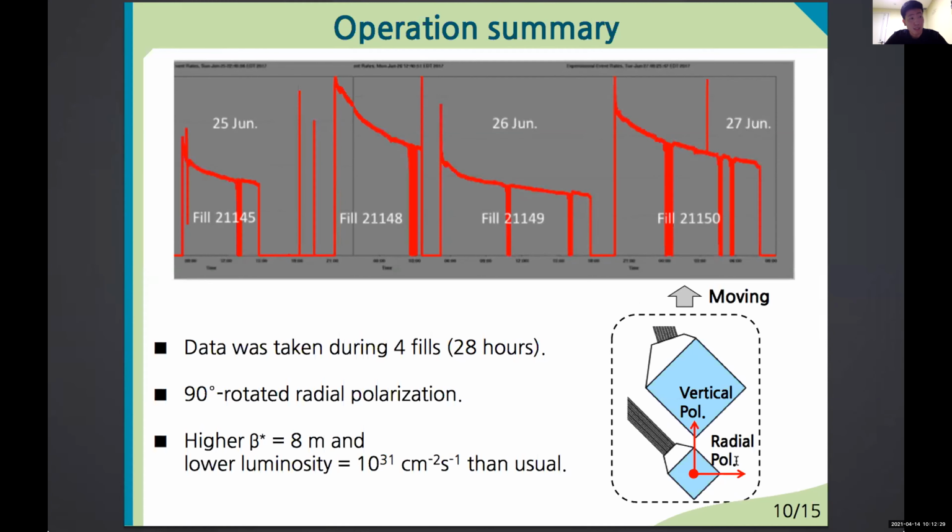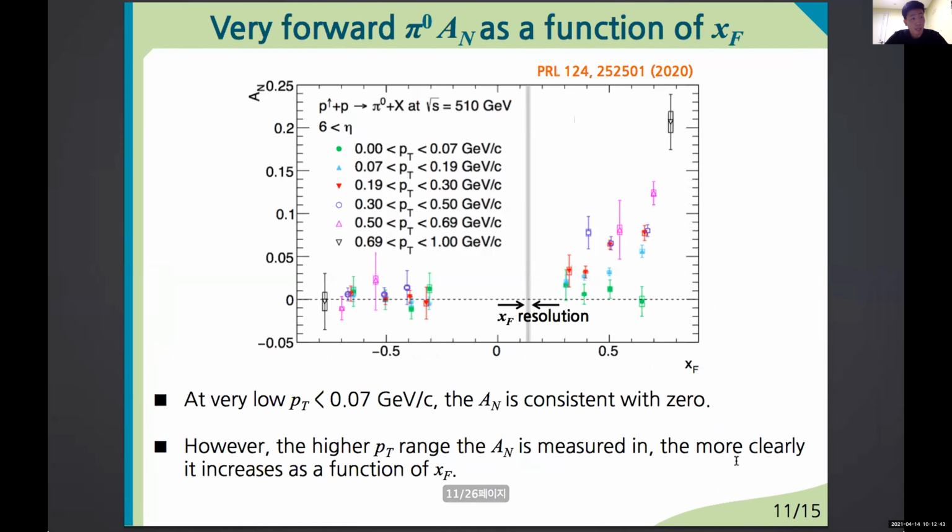We also requested higher beta star and lower luminosity to avoid multiple collisions and decrease the additional systematic uncertainty from the beam emittance. Then this page shows the result of the very forward pi0 A_N as a function of xF in different PT ranges, which are the different colors. The gray field width roughly shows the energy resolution of the pi0, which is about 3%.